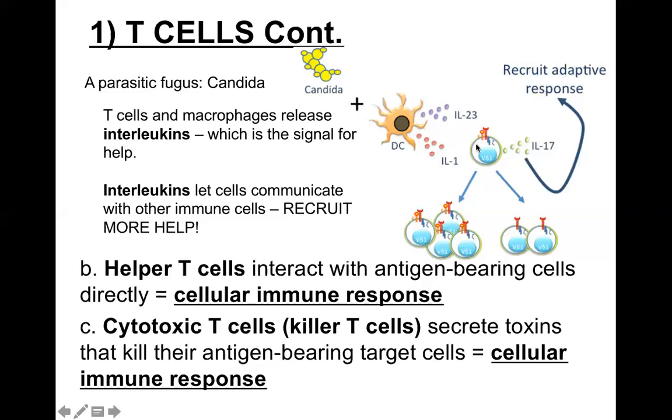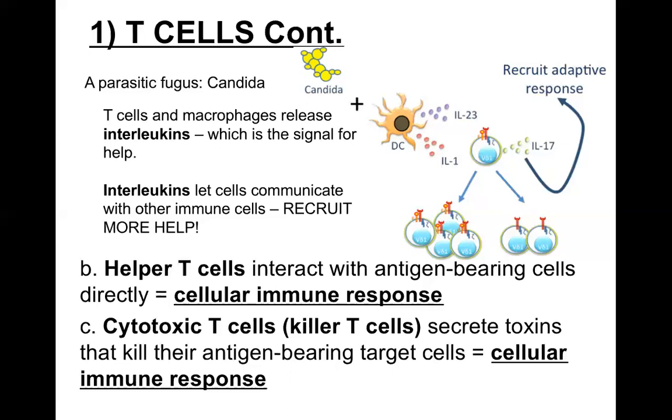And then once the helper T cell is activated, it can cause a strong immune response in a B cell and other killer T cells as well. But that idea of a helper T cell indicates that that step in this activation process is how we help get the strongest immune response. So a helper T cell interacts with that antigen-bearing cell directly. It's a cellular immune response. If you ever have an immune cell that comes into contact directly with the foreign antigen, we say it's a cellular immune response. And then cytotoxic T cells are killer T cells, same thing.